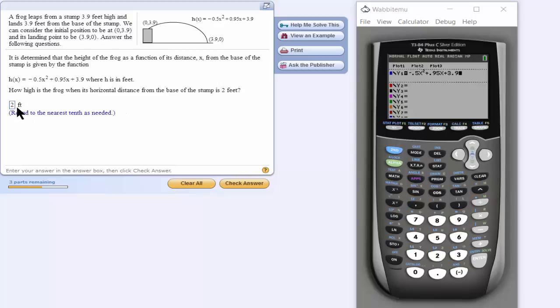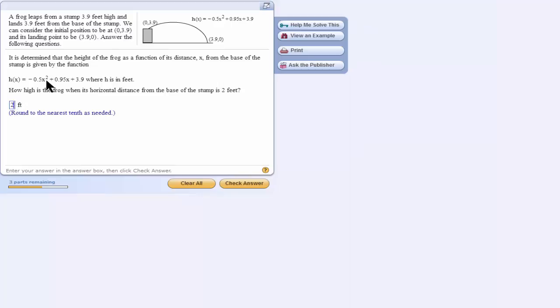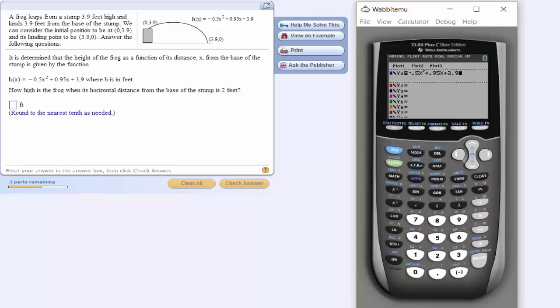Well, let's see. Somebody put a 2 in there. I'm pretty sure that's not the answer. Let's find out. Yeah, there we are. Okay, well, let's graph this. Now, the x-axis is ground level. You know that the frog didn't start below ground. And in fact, the frog started right there.